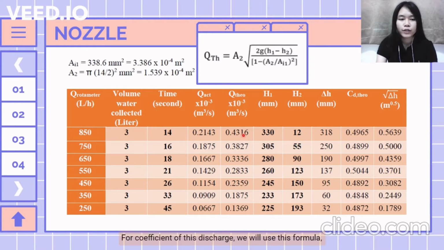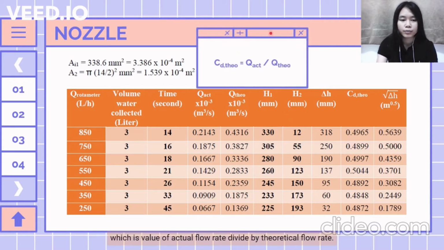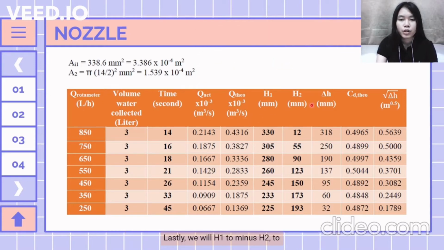For coefficient of discharge, we will use this formula, which is the value of actual flow rate divided by theoretical flow rate. Lastly, we will use H1 minus H2 to obtain the value of delta H and square root the value to get square root delta H.